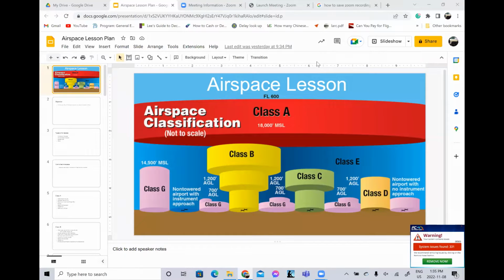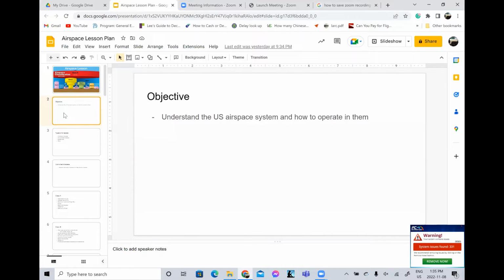Hi, everybody. So today we're going to be talking about the airspace system in the US. The objective of this ground lesson is to understand how the US system works and what requirements need to be met in order to fly in all these different airspaces.